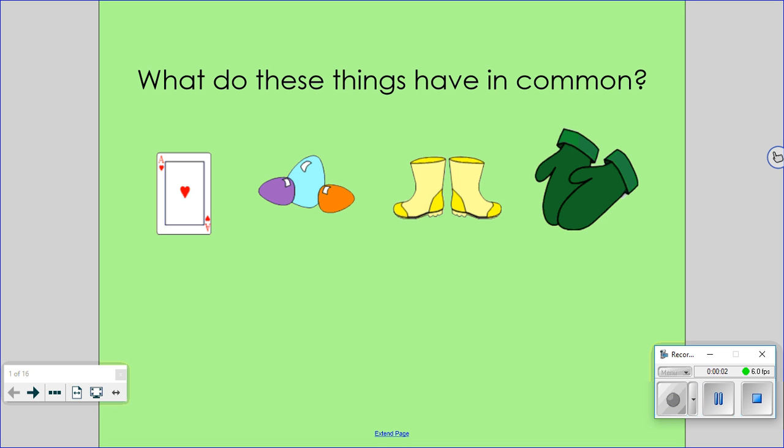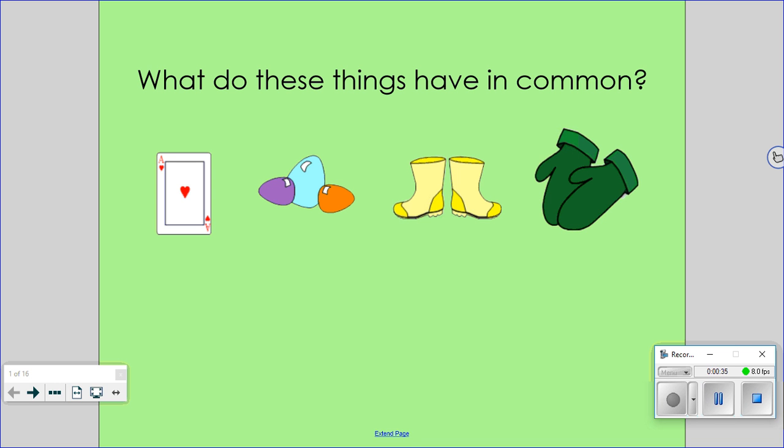We've already talked about what the word equal means, meaning fair or having the same value. We've explored this question of how can equal groups help me skip count. We talked about that was just a fancy way of saying skip counting. Now I want you to look at these four items that I have here. What do they have in common? So I have cards, I have eggs, boots, mittens.